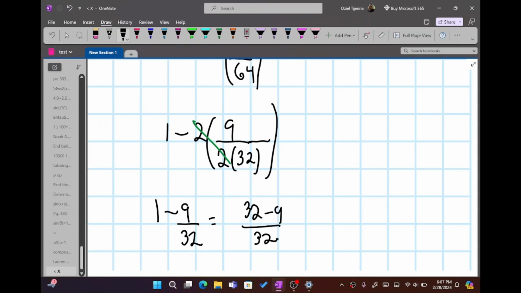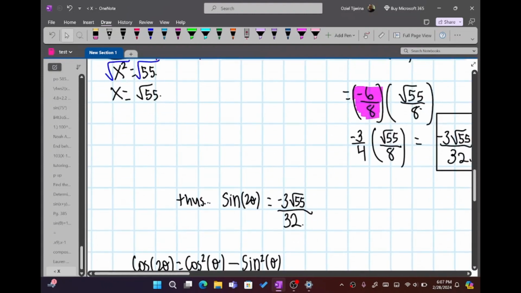Let's just do the calculator. I'm sorry, guys. And this actually becomes 23/32.